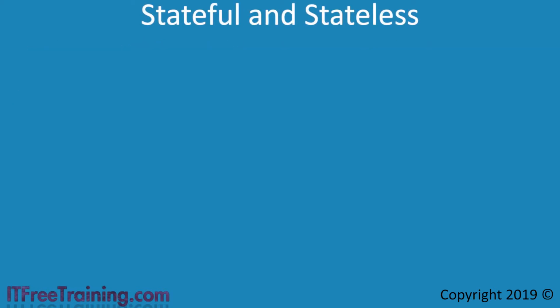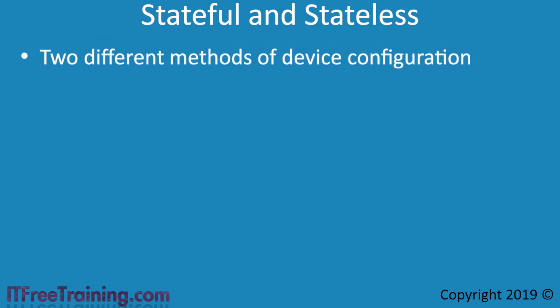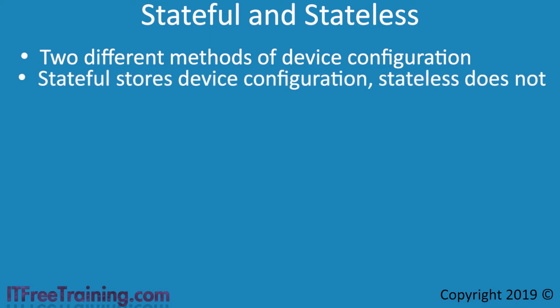The next difference that I will look at is that IP6 comes with both stateful and stateless configuration. This essentially means there are two different methods that can be used to configure a device on the network. This may seem a little confusing at first, but it simply means that stateful stores device configuration, whereas stateless does not. Let's have a closer look. First, I will look at stateful.